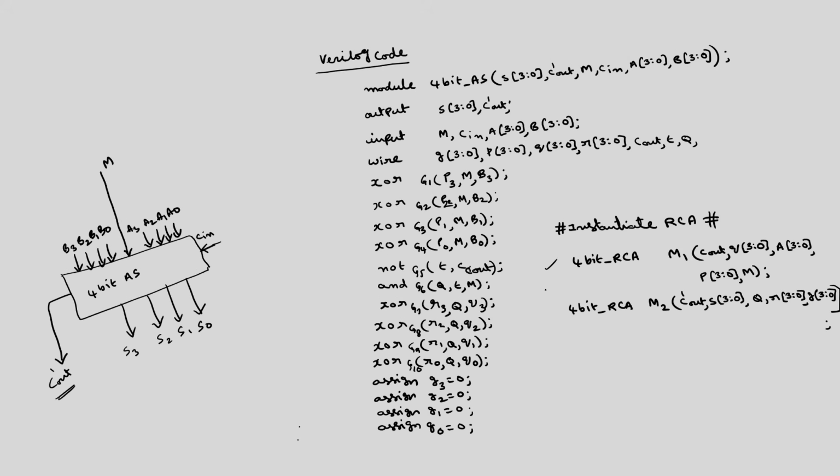So, by just instantiating two such ripple carry adders, we will get a 4-bit adder-subtractor. This is over, then end module. So, this is how we can instantiate the lower modules to construct the higher modules. Okay. So, we have discussed the adder-subtractor as a common block.